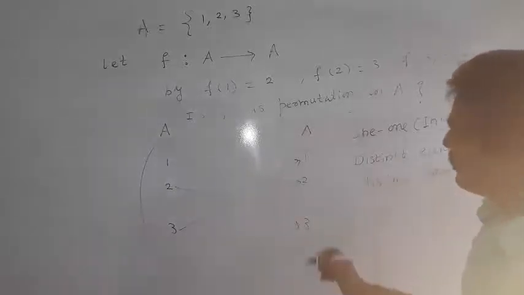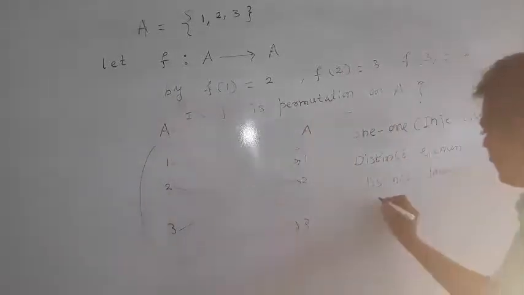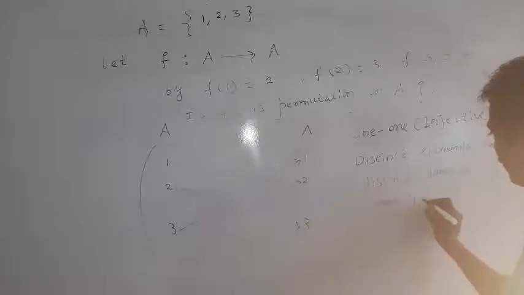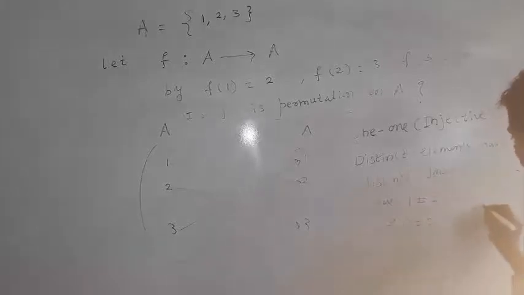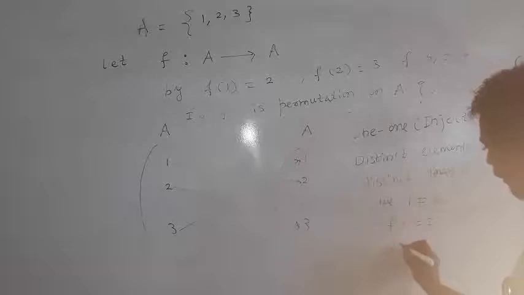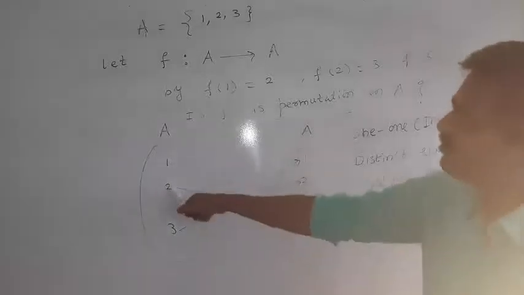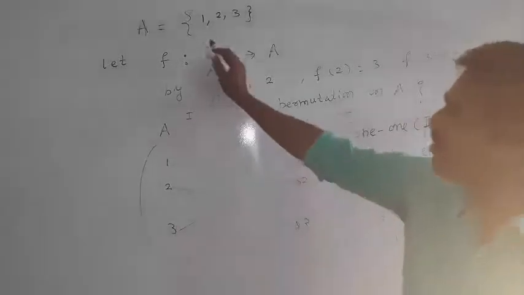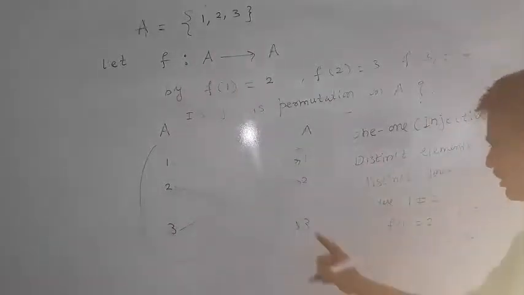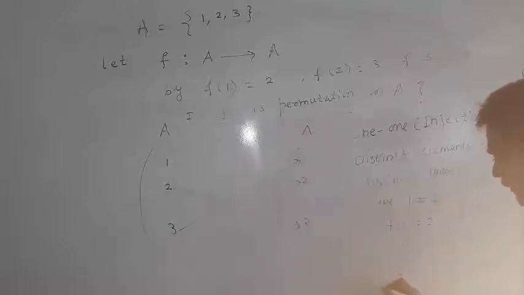See here. What is the image of 1? The image of 1 is 2. Here 1 and 2 are distinct, 1 is not equal to 2. And f of 1 is 2, and f of 2 is 3, so f of 1 is also not equal to f of 2. Distinct elements have distinct images, and this holds for all elements in the set A. Therefore this function f is one-to-one.